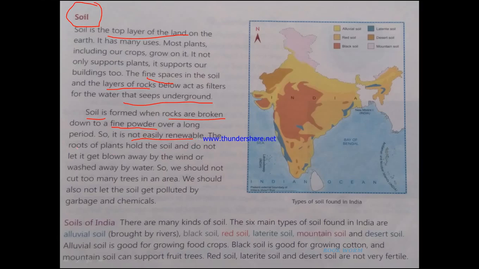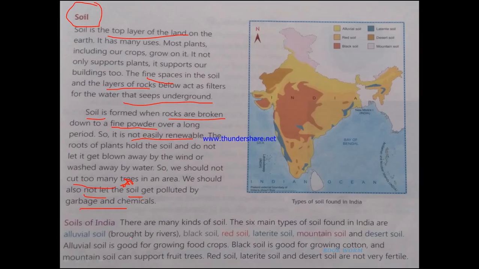One more thing is, plants help to keep the soil in place. They do not let the soil be blown away. In a place where there is no plant, the wind and water will wash away the soil. But in a place where there are many plants, they help hold the soil from getting washed away. So cutting trees is also harmful. Too many trees should not be cut. And we should not let soil get polluted by garbage and chemicals.